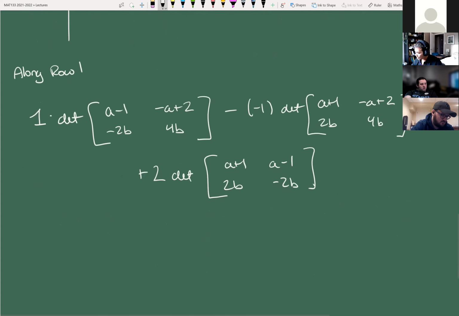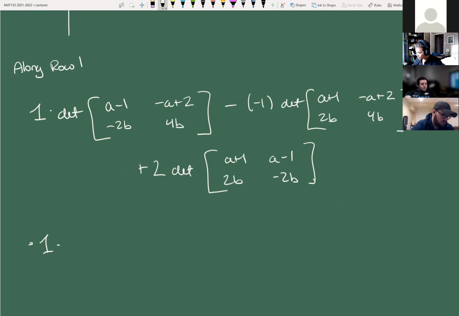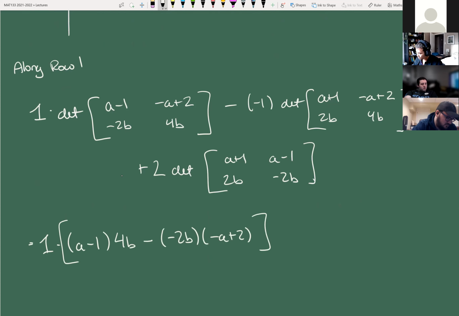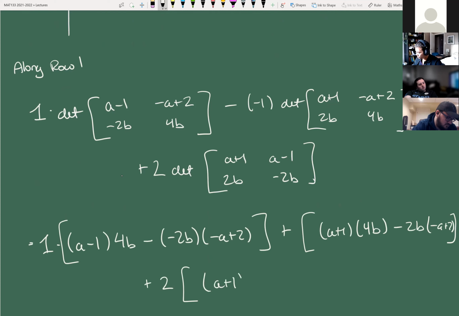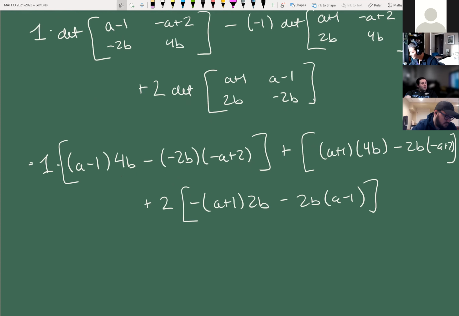All right. So we're going to get 1 times a minus 1 times 4b minus negative 2b times negative a plus 2, plus a plus 1 times 4b minus 2b times negative a plus 2, plus 2 times a plus 1 times negative 2b minus 2b times a minus 1. And we'd have to expand all this out.